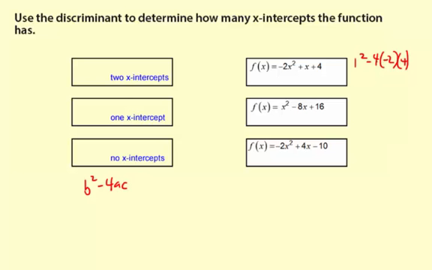So I'm going to treat the subtraction sign with the 4 as a negative 4. So this is negative 4 times negative 2, which is positive 8, and then 8 times 4 is 32. So really we have 1 plus 32, which is 33. Here we have a positive number for the discriminant. It means there are 2 x-intercepts.